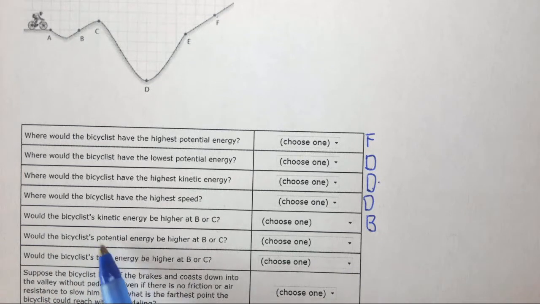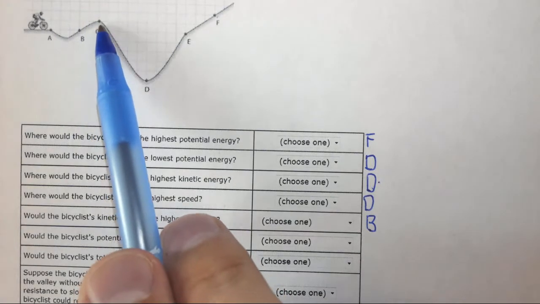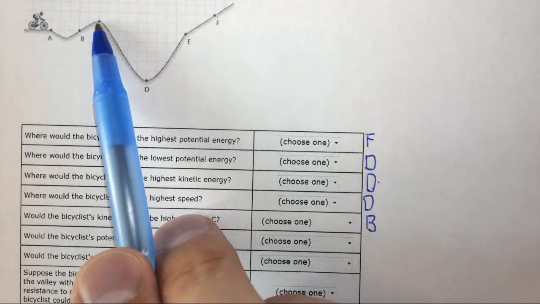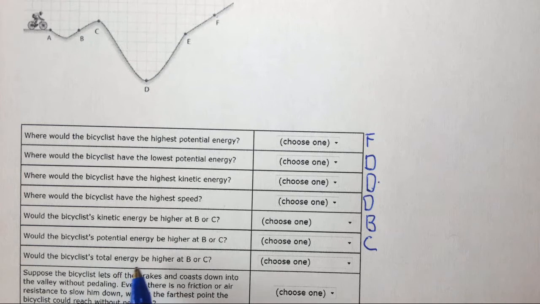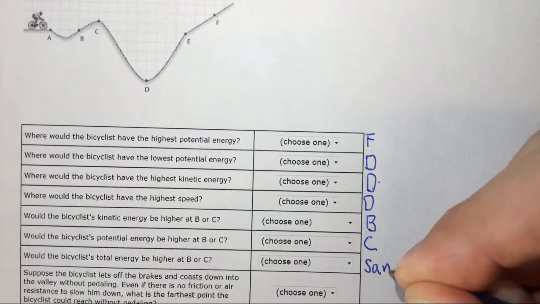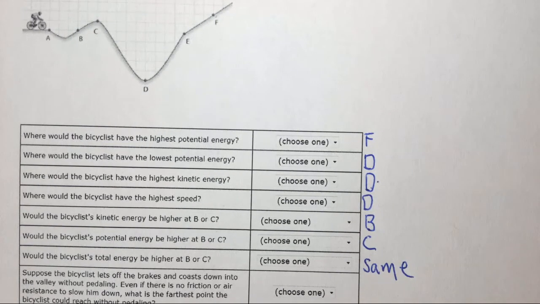Would the bicyclist's potential energy be higher at B or C? Well, this is exactly the opposite. Since C is higher in altitude, the potential energy is higher. So therefore, point C has a higher potential energy. Would the bicyclist's total energy be higher at B or C? Well, the law of conservation of energy says the bicyclist's total energy must always be the same. Said another way, energy cannot be created or destroyed. So here, the total energy is the same.